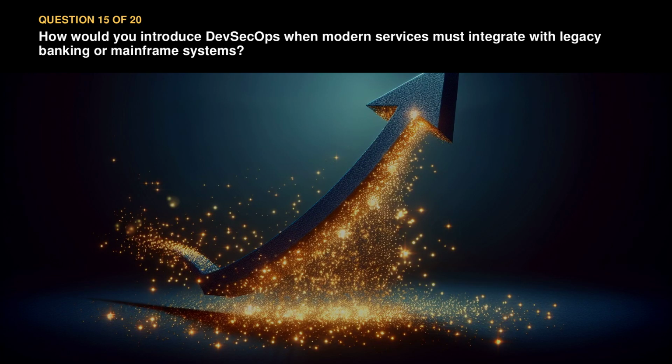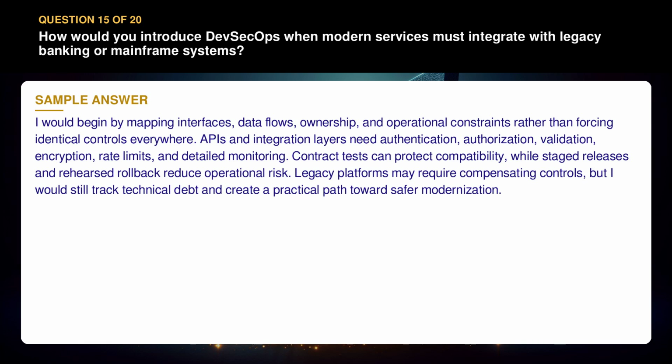Question 15. How would you introduce DevSecOps when modern services must integrate with legacy banking or mainframe systems? I would begin by mapping interfaces, data flows, ownership, and operational constraints rather than forcing identical controls everywhere. APIs and integration layers need authentication, authorization, validation, encryption, rate limits, and detailed monitoring. Contract tests can protect compatibility, while staged releases and rehearsed rollback reduce operational risk.